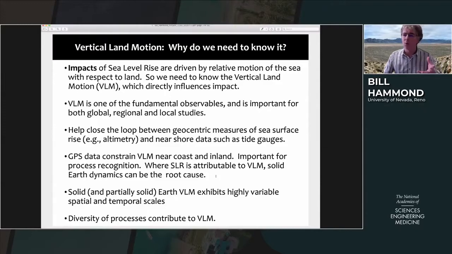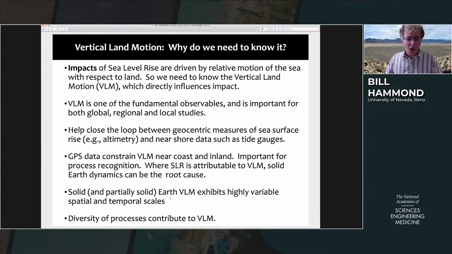So we have a lot of GPS stations, not just near the coasts. What we're going to look at is vertical land motion constrained all over the land, not just at the coast. And this is important for recognizing the processes that contribute in the solid earth to moving the land up and down. When solid earth geodynamics are the root cause, we need to understand the underlying processes as best as we can.